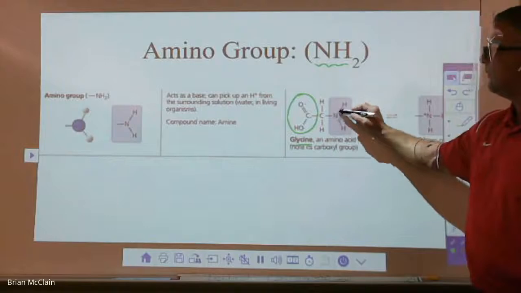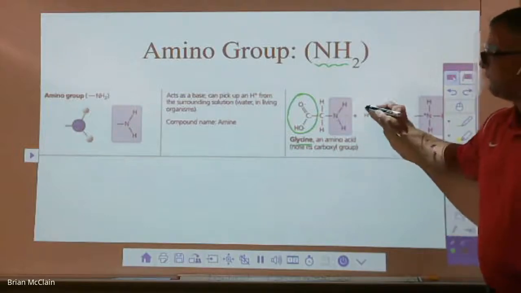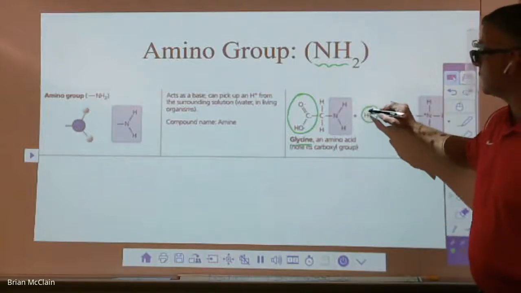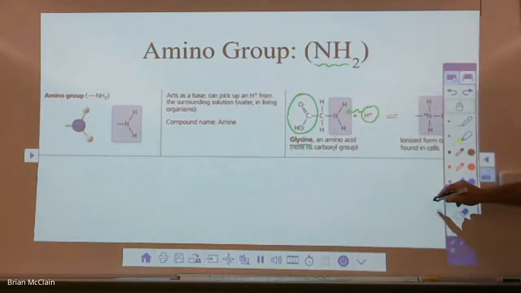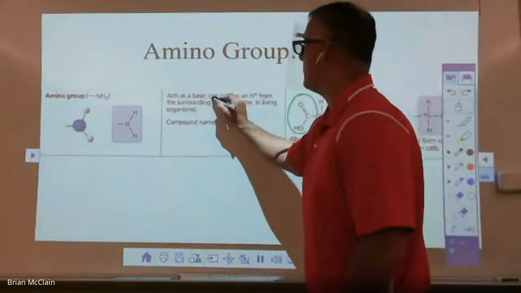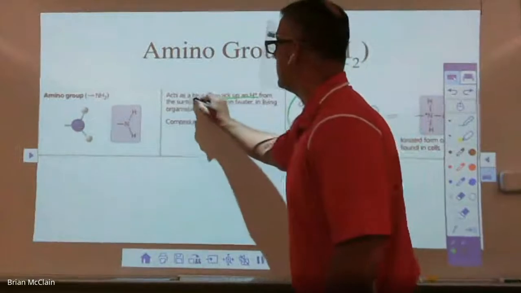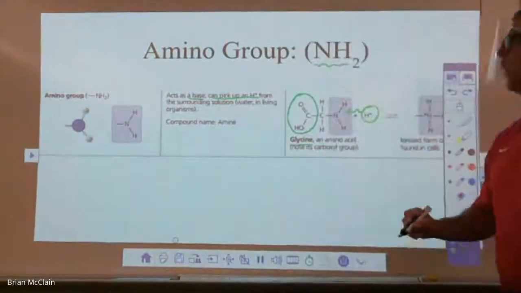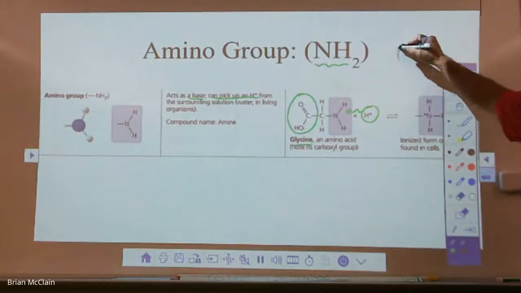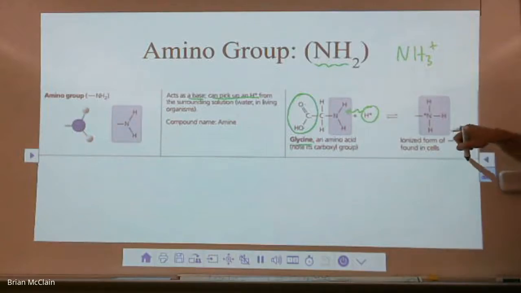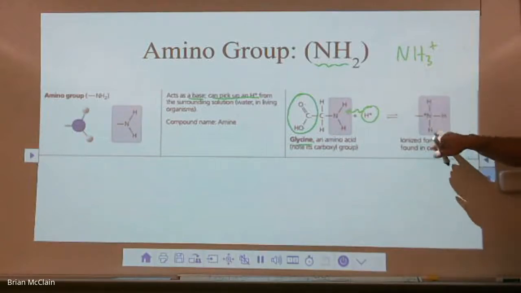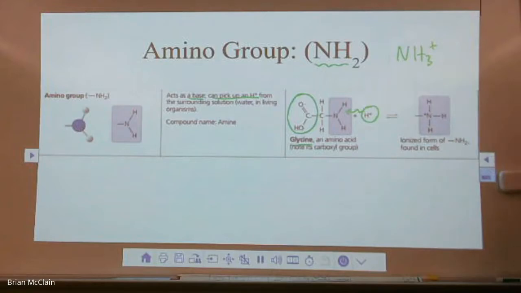Now, when we look at this, the free hydrogens in many cases are going to attach to that. So if it removes the hydrogen out of a system, anything that can pick up hydrogen is going to act as a base. So once they become ionized, they are going to become NH3 with a plus charge, which is what we're going to see right here. So N with 3 hydrogens with a slight positive to it.